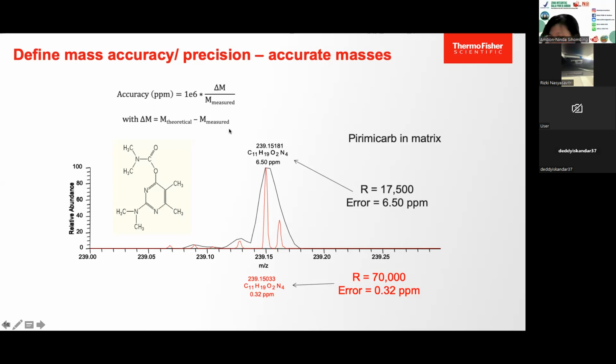So for example, if I know that the mass is 239.15181, it's not correct, because I should expect 239.15033. Yes. Okay, so this is the accuracy. Theoretical masses, you look at this one at the bottom, 239.15033. How these masses come about is from the chemical formula. Chemical formula derives the masses.